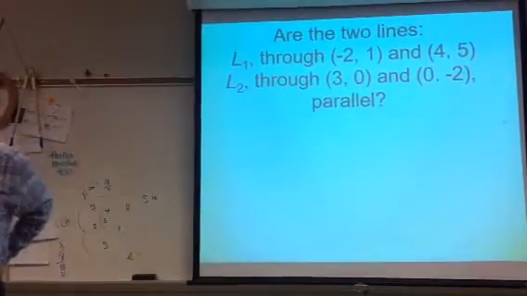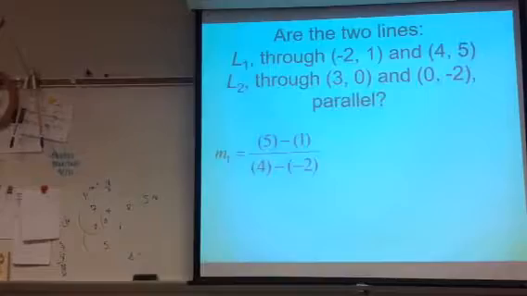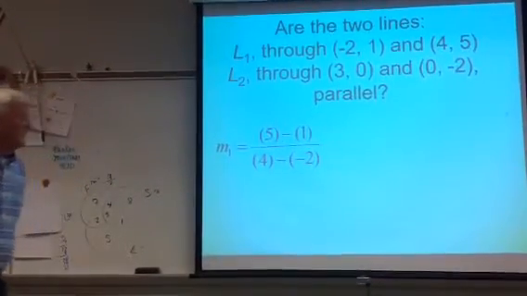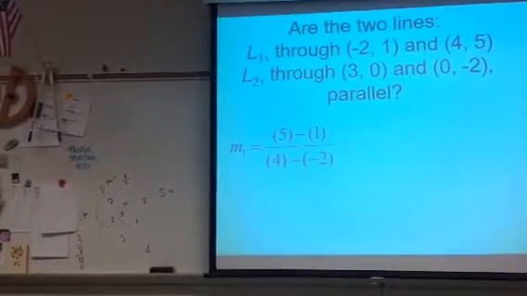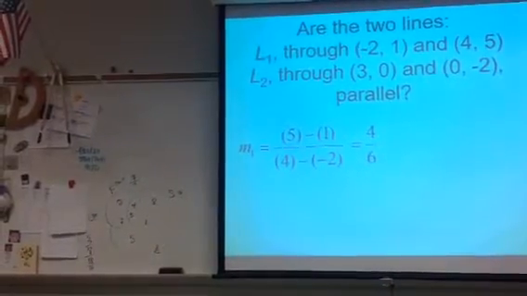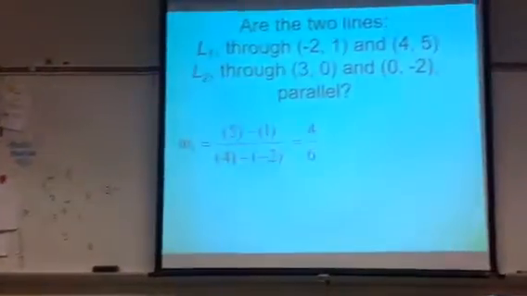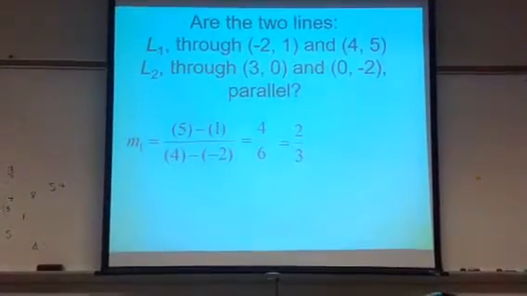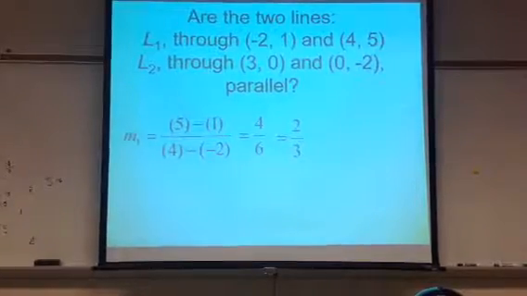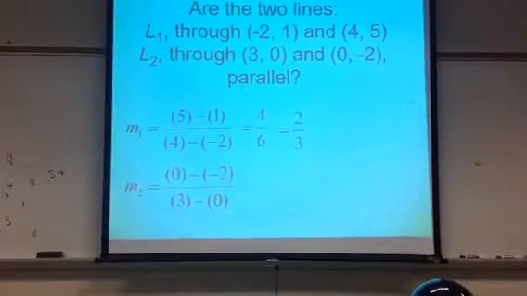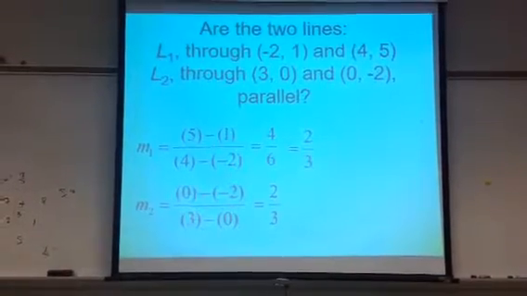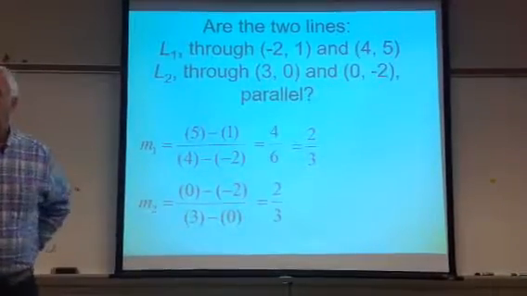So we're going to do it by the slope formula. So 5 minus 1 over 4 minus negative 2 will give us what? 4 over 6. And that reduces to what? 2/3. So line 1 has a slope of 2/3. And now we'll do line 2. And you can see that line 2 also has a slope of 2/3.